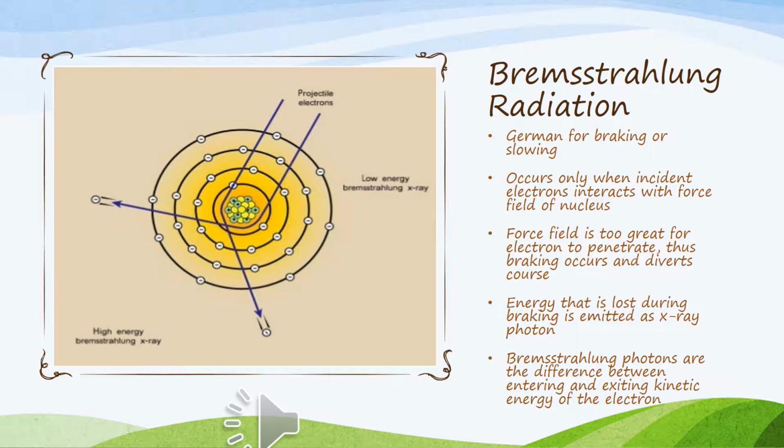Bremsstrahlung interactions are named by the German word for braking or slowing. This occurs only when the incident electrons interact with the force field of the nucleus. When the incident electron gets close to the nucleus, the powerful nuclear force field is too great for the electron to penetrate. Thus, braking occurs and diverts the electron's course. Energy that is lost during the braking is emitted as X-ray photons. Bremsstrahlung photons are the difference between entering and exiting kinetic energy of the electron.